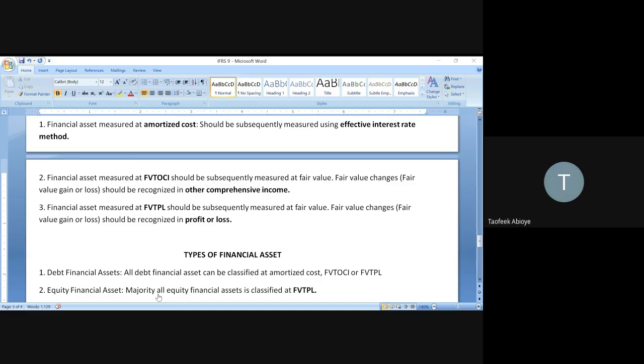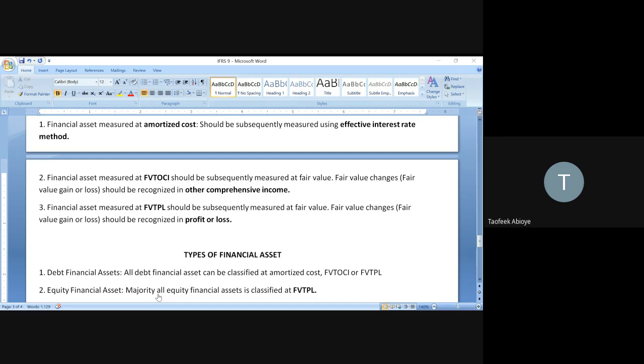Okay, Mr. Folashade, you can go ahead now. Thank you, sir. You said at initial measurement, we measure it at fair value, irrespective of the business model. We measure just fair value. It does not have fair value at OCI or fair value at P and L, but just fair value.